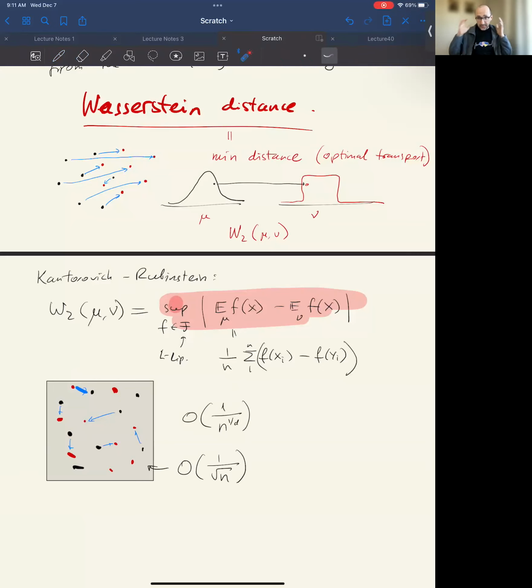Because think about it: if you put n points on the unit square, what's the average distance between them? Will it be 1 over root n? It's a little exercise, but you can check. If you just drop n points on the square, what is the spacing? What's the distance between the neighbors? It will be 1 over root n.